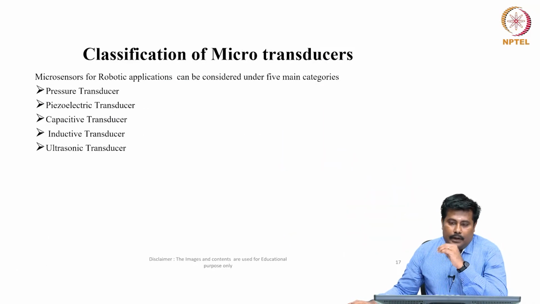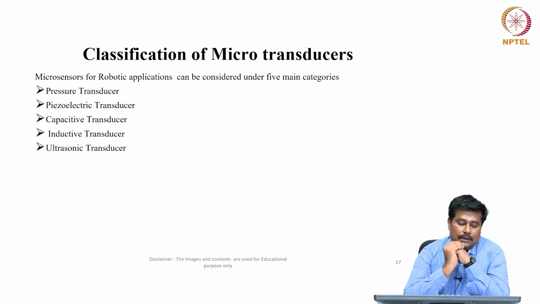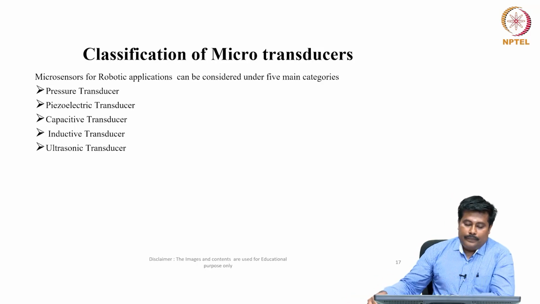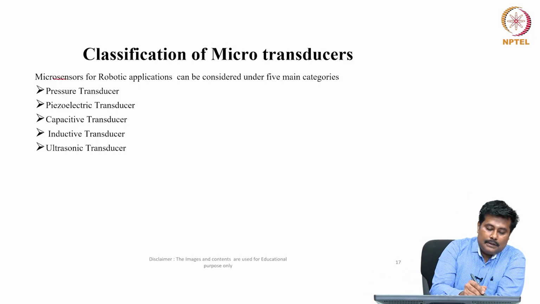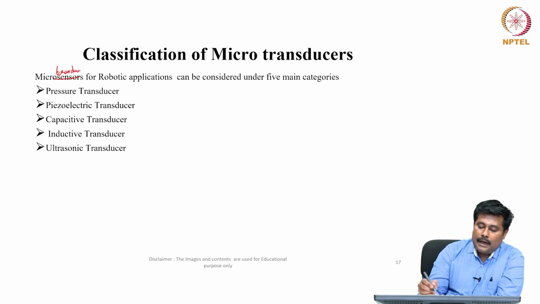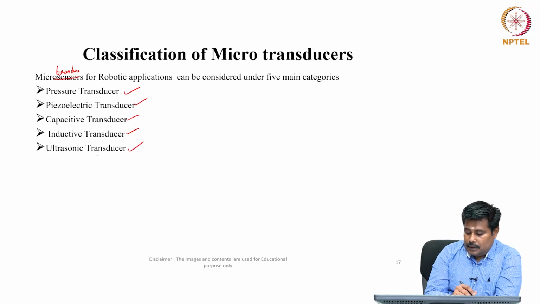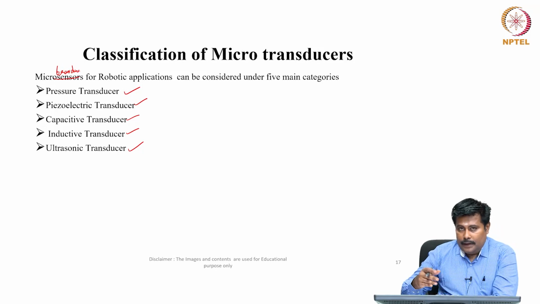Now, when we classify these micro transducers, the micro transducers for robotic applications can be considered under five main categories. One is the pressure transducer, second is the piezoelectric transducer, third is the capacitive transducer, then the inductive transducer and the ultrasonic transducer. So, let us discuss the different types of transducers which are used for micro robotic applications in detail in the upcoming classes.